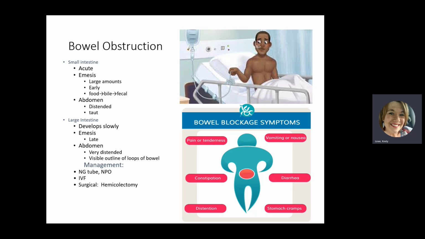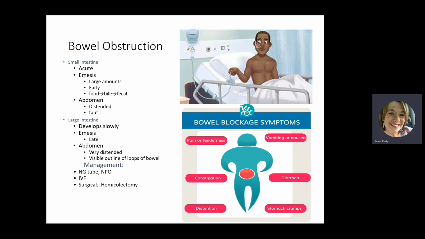Okay. All right, let me get through a couple more things real quick. Bowel obstruction again, blockage. So we talked about, small intestine comes on quickly. It doesn't take long for that to build up and for me to have symptoms. We're vomiting what's in the stomach: stomach acid, bile, food. Abdomen distended, hard. Large intestine, it takes longer for it to build up. Things are kind of backing up, right?